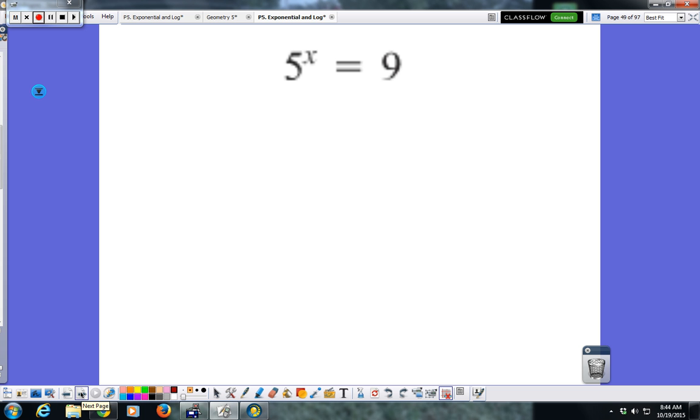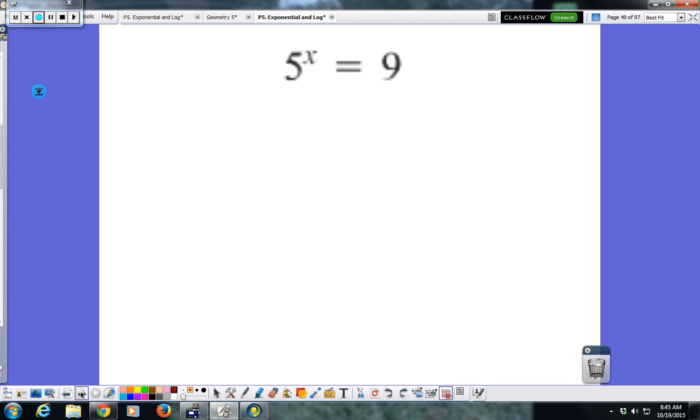5 to the x power equals 9. Now we're getting into something. 5 to what power equals 9? And I'm going to go ahead and show you how to plug this into your calculator. Does everybody understand 5 to the first power is 5. 5 to the second power is 25. But if you run across something like this, 5 to what power is 9? There is a number that exists that will give you this answer. And it has to be somewhere between 1 and 2.